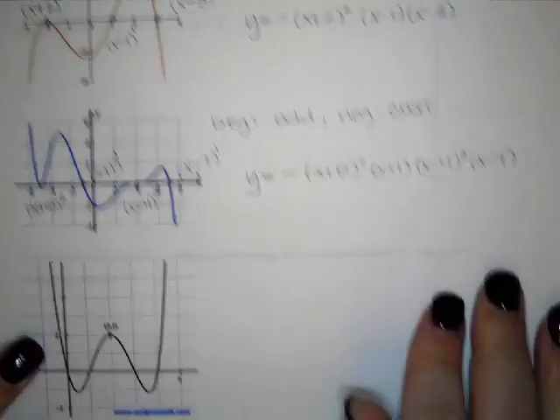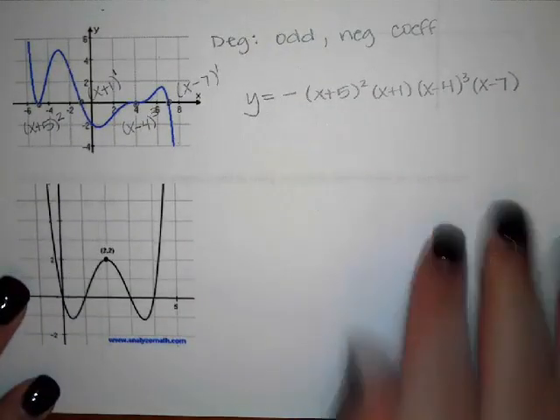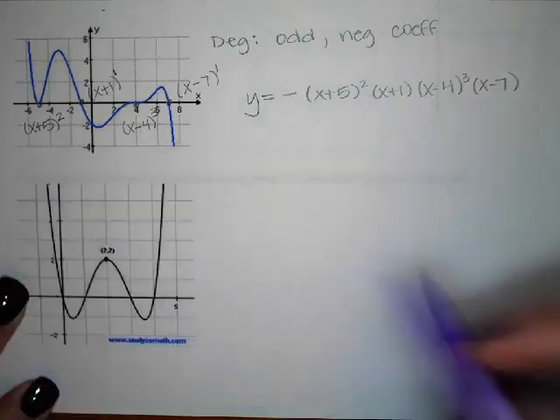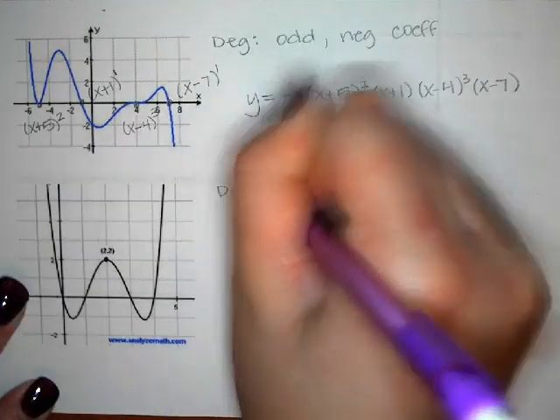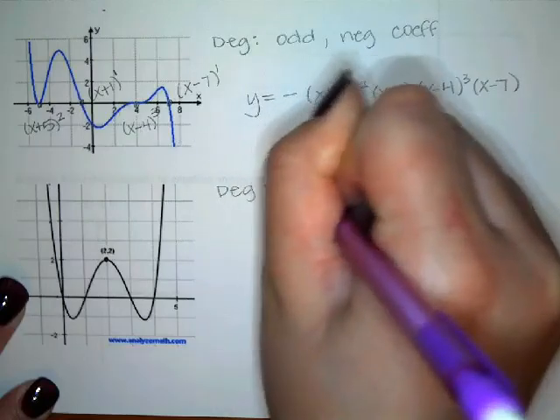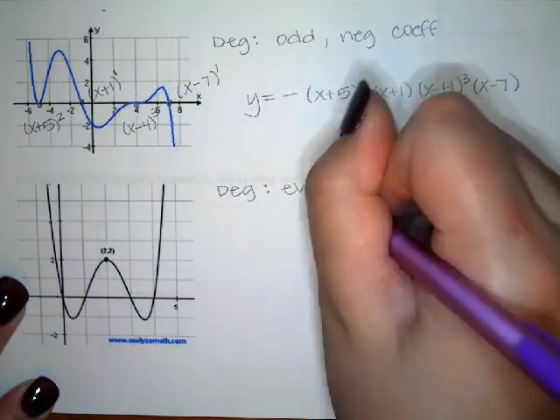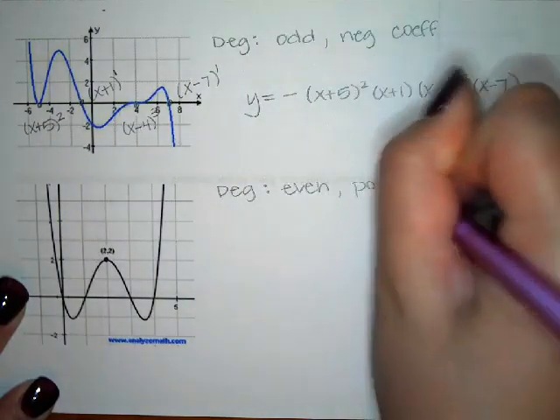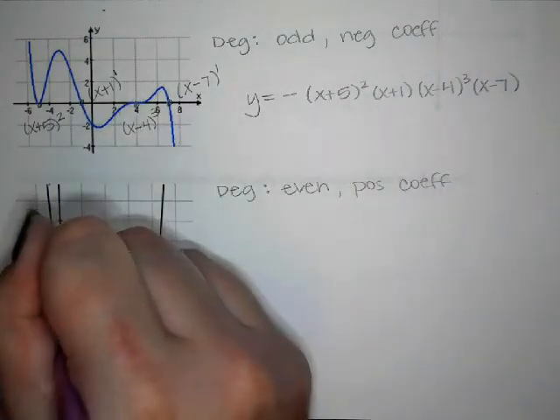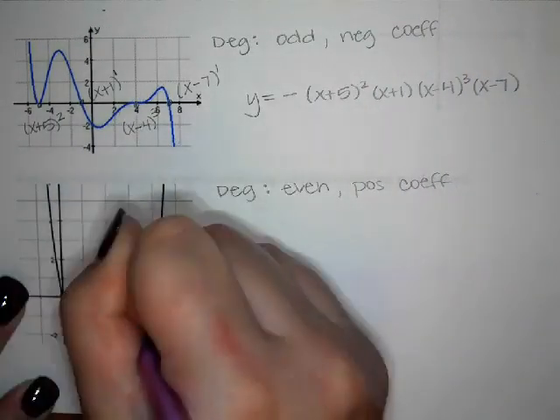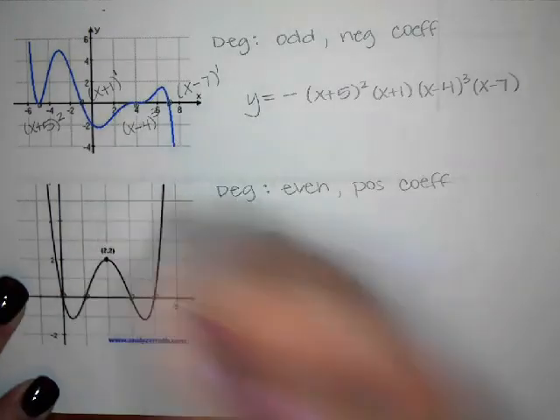Okay, both arrows agree, they both go up, and so I know that this degree is even. Since they're up and not down, I know this is a positive coefficient. And then I'll just go through and write down what each of my x-intercepts are. So this one is x, that's 0.